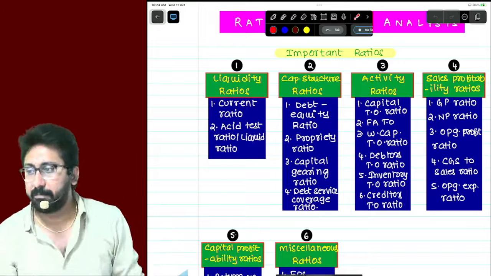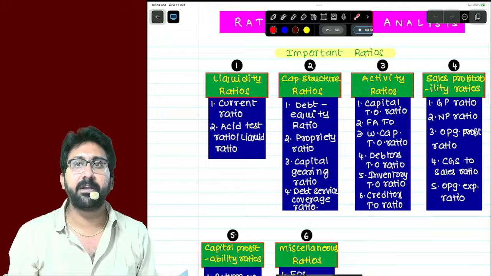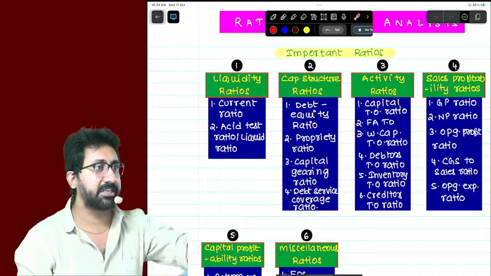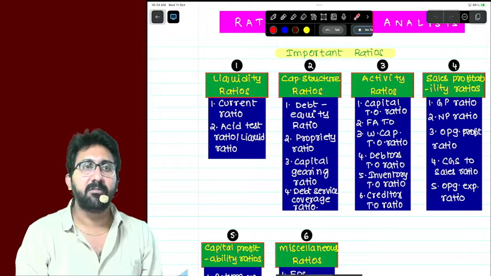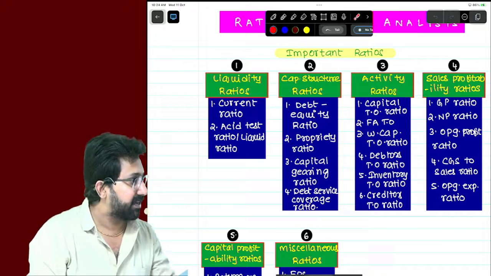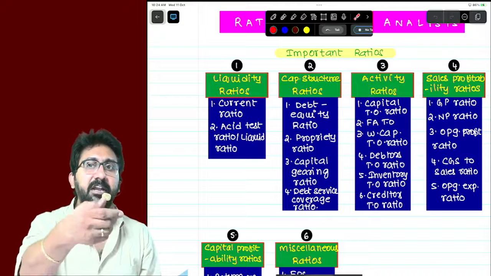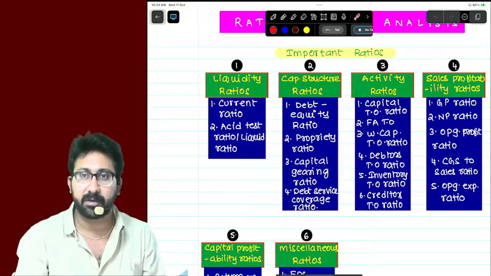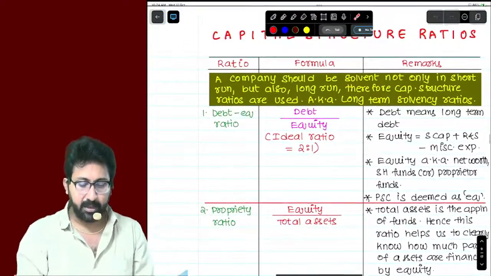What is the second type? Capital structure ratios. The name itself is clear: this is because of the capital structure you infuse. For example, a company will be financed by two sources of financing: one is equity and the other is debt. In what proportion equity and debt must be infused in a company will be discussed in the capital structure ratios.